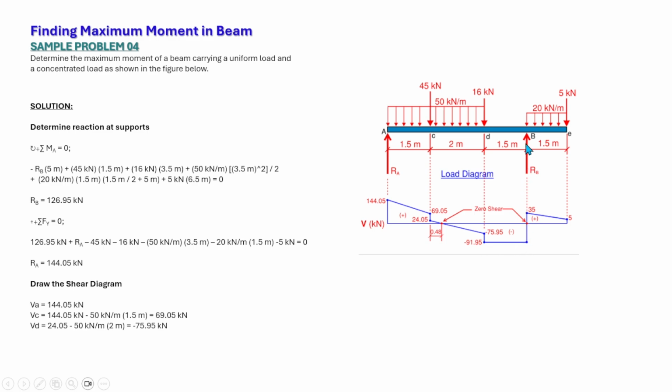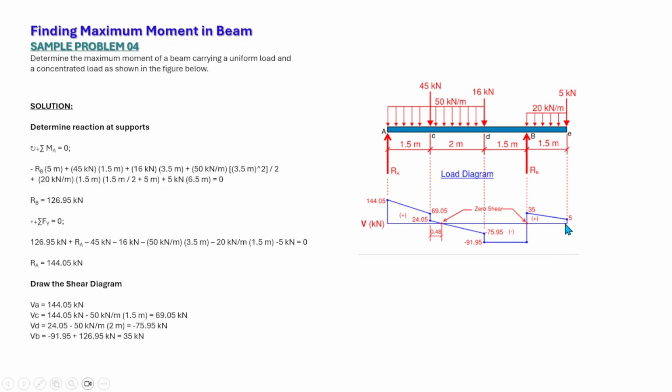At point B, we have the upward load due to the reaction at point B. So what is that reaction? Negative 91.95 plus the reaction of 126.95. So the calculation at point B is equal to negative 91.95 plus 126.95, which is equal to 35 kilonewtons. That is positive, so going up is positive. This is the shear just to the right of point B.